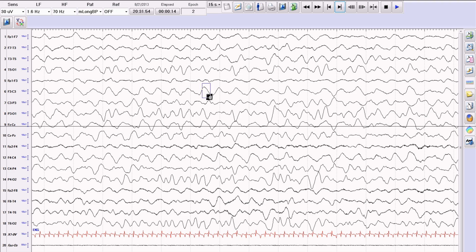So, for example, here in the left frontocentral region, there are slow waves that exceed 300 microvolts. And also in the right frontocentral region, again, there are slow waves that exceed 300 microvolts. In the left posterior head region, there are slow waves that exceed 300 microvolts. In the right posterior head region, there are also slow waves that exceed 300 microvolts. Of note, during this 5-minute epoch, there are no visible spikes.